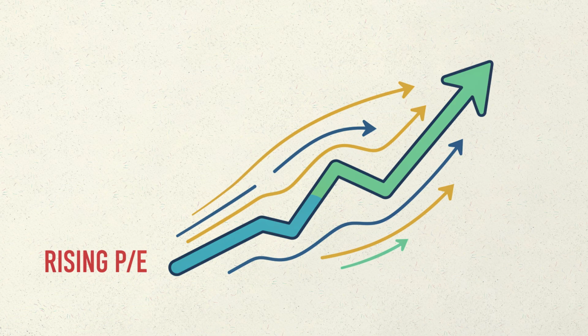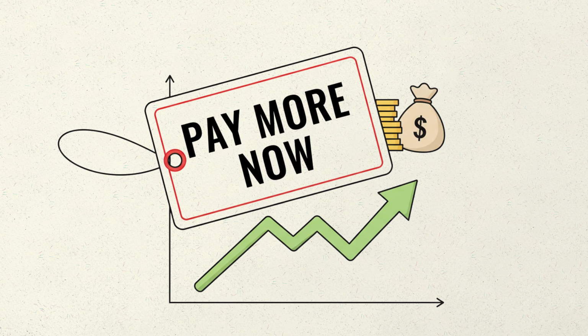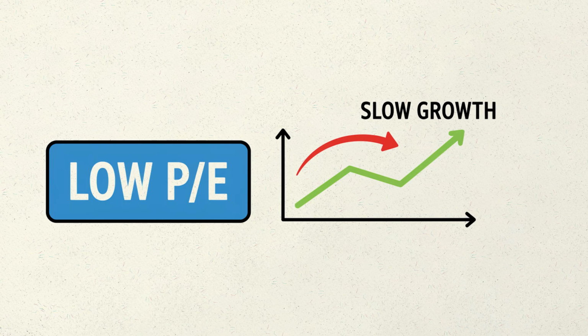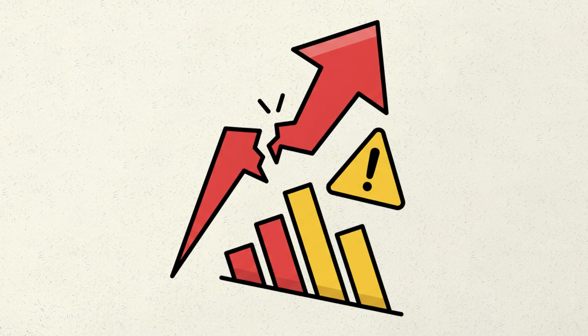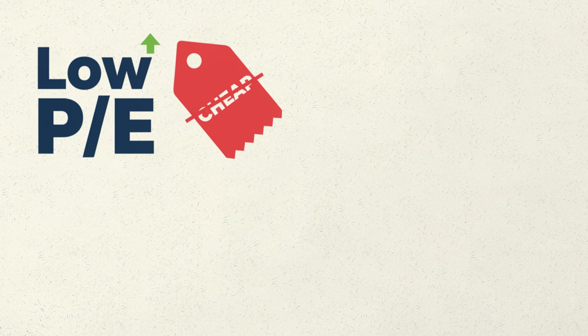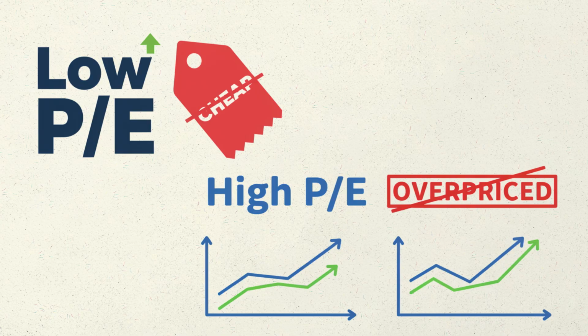In general, a higher PE means investors expect faster growth. They're willing to pay more now because they believe earnings will grow later. A lower PE often means the opposite: slower growth, more risk, or uncertainty. But this is where many people mess up. A low PE doesn't automatically mean a stock is cheap, and a high PE doesn't automatically mean it's overpriced.